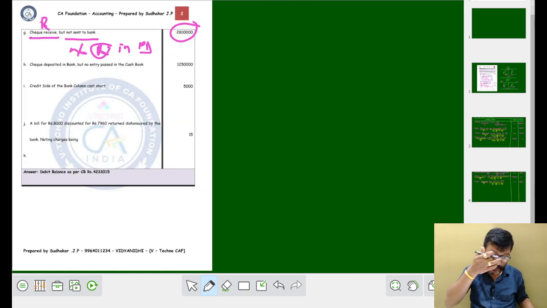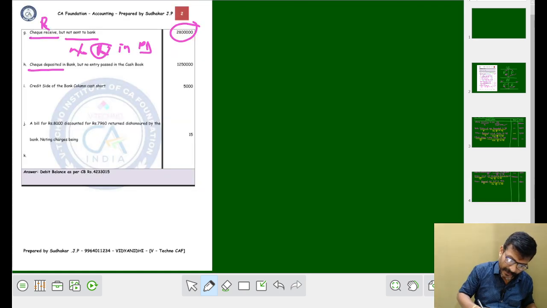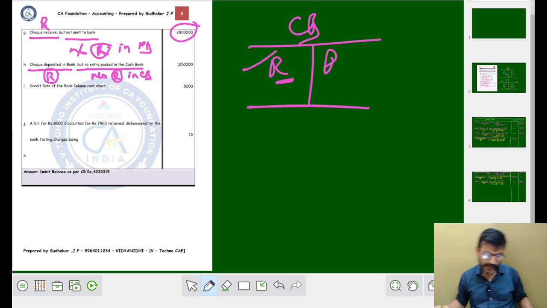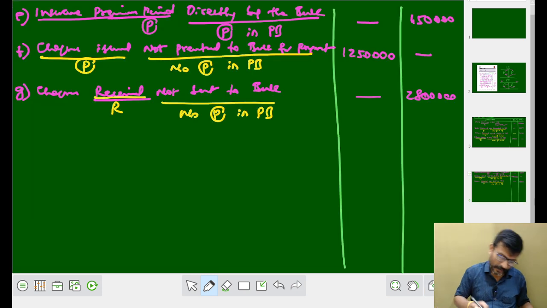See the next one. Checks deposited. Deposited means receipt to bank, but no entry passed in cash book. Means what? No receipt in cash book. No receipt in cash book means what? No debit in cash book. So we have to take it in debit side. Checks deposited into bank. What is the point number? H.